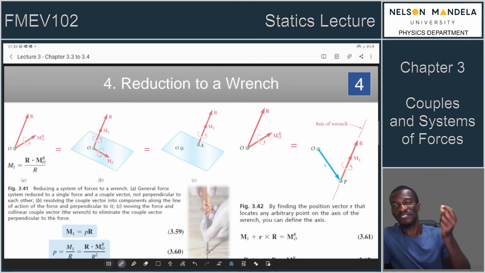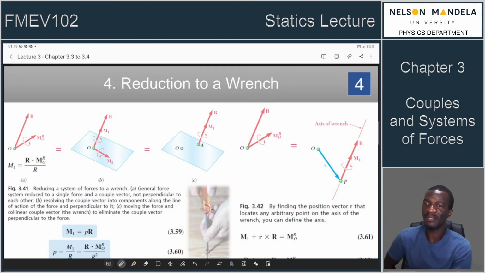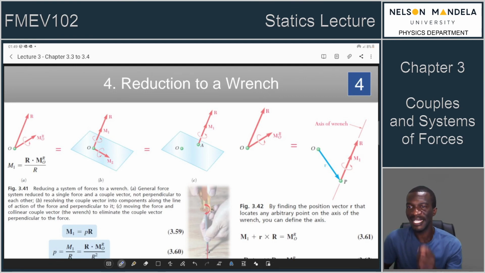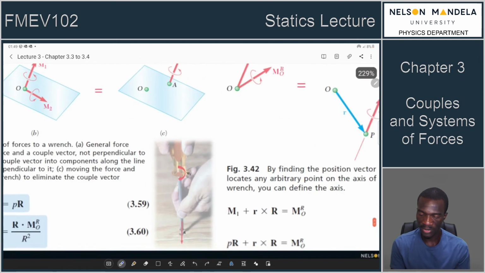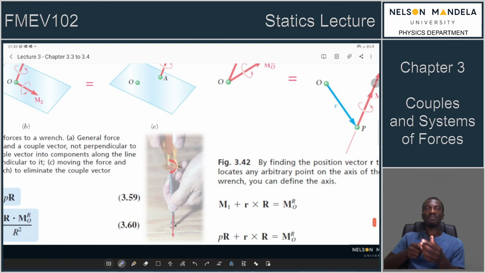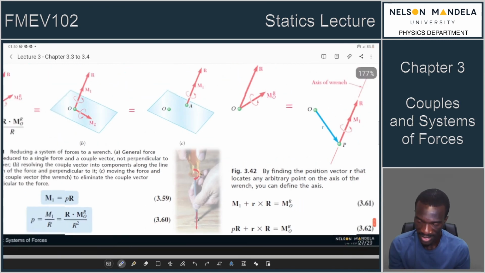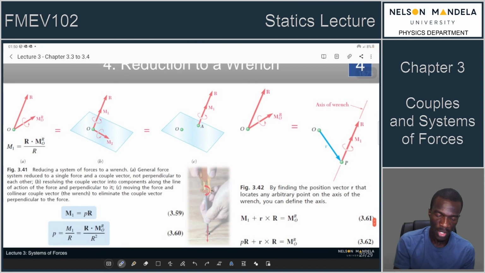Now that we have reduced a system of forces into a single force and a moment or a couple, we can actually also reduce a system of forces into a wrench. We can reduce a system of forces into a wrench. What is a wrench? We can see a good example there where we have a system of a force, a downward force, and a couple that is coaxial with that downward force. That is a wrench.